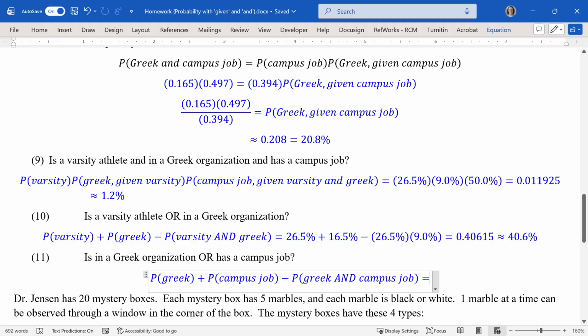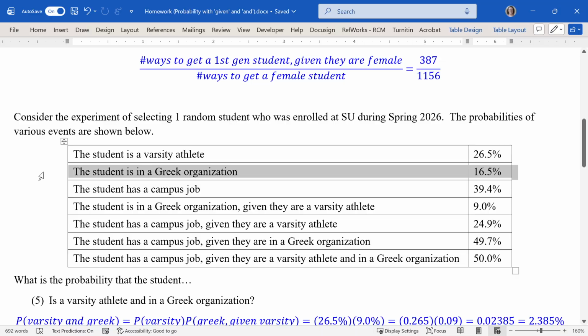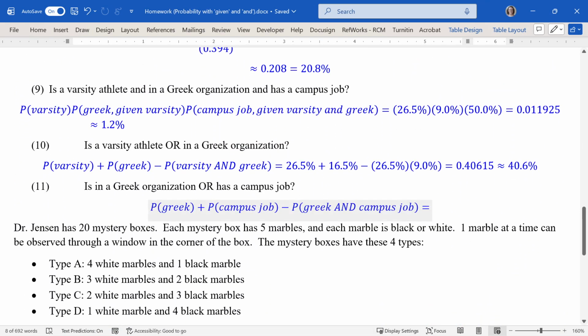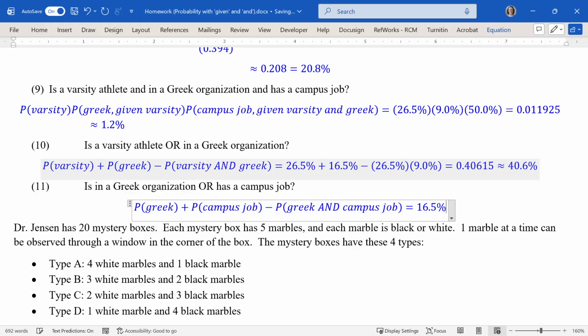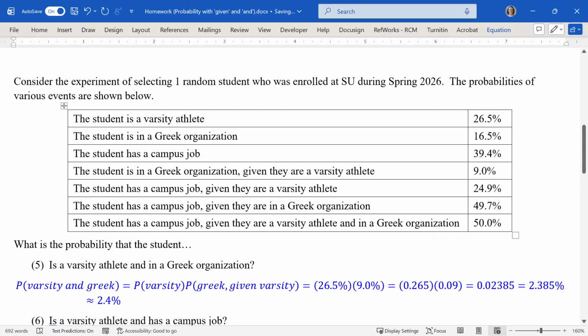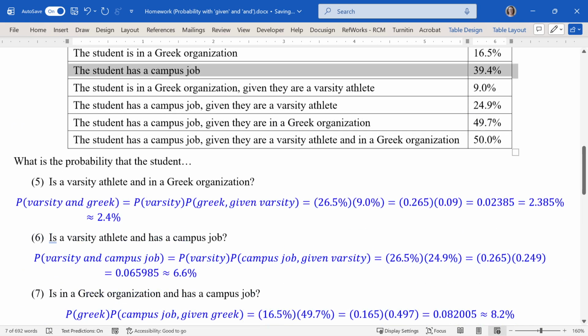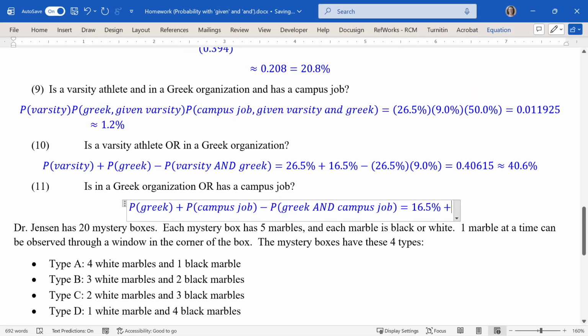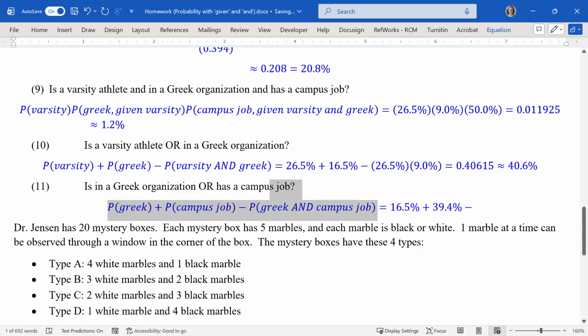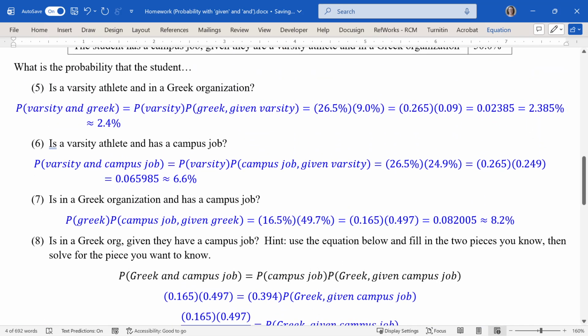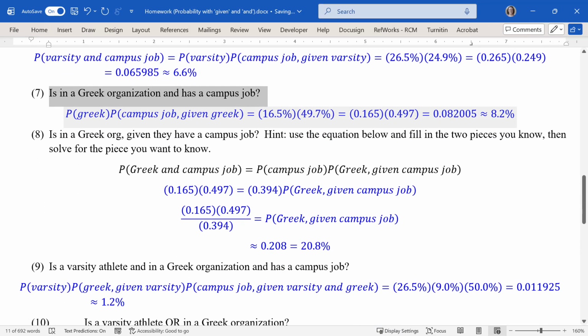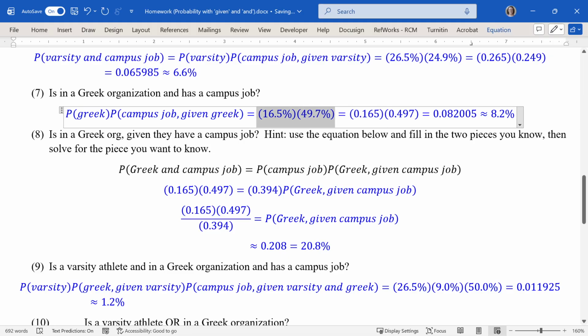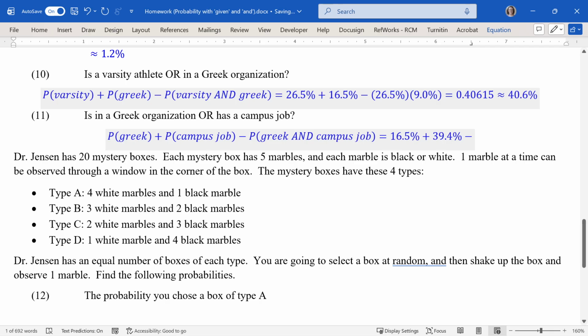Where was I? So probability of Greek is the second row in the table here, 16.5%. So we're going to do 16.5% plus probability of campus job just overall is 39.4%. So if there's no given, then it's the overall probability. And then minus probability of Greek and campus job. So that should be one of the answers we already calculated, probably. Let's see, Greek, yeah, that was number 7. So we'll take the answer from number 7, Greek and campus job.